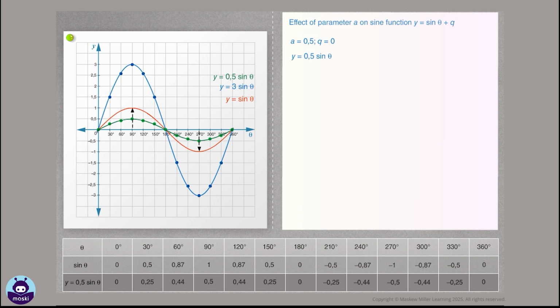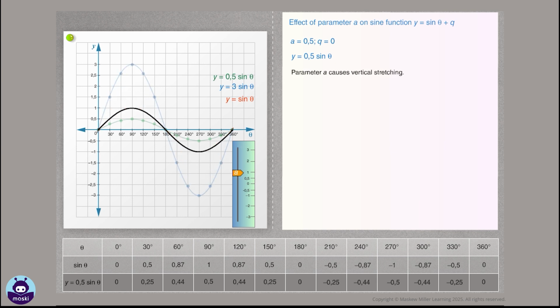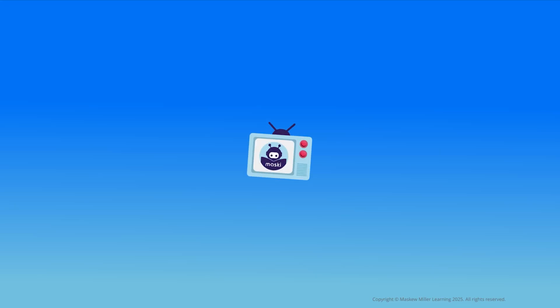Therefore, when a is greater than 1, the amplitude increases in comparison to the graph of y equals sine theta, and when a is greater than 0 and less than 1, the amplitude decreases. We can say that the graph y equals a sine theta is stretched vertically when a is increased. Here, a is increased from 1 to 3. Hence parameter a causes vertical stretching of the sine function. When a is decreased, as it does here from 1 to 0.5, the graph becomes compressed. Remember that we took only positive values of a in this investigation.